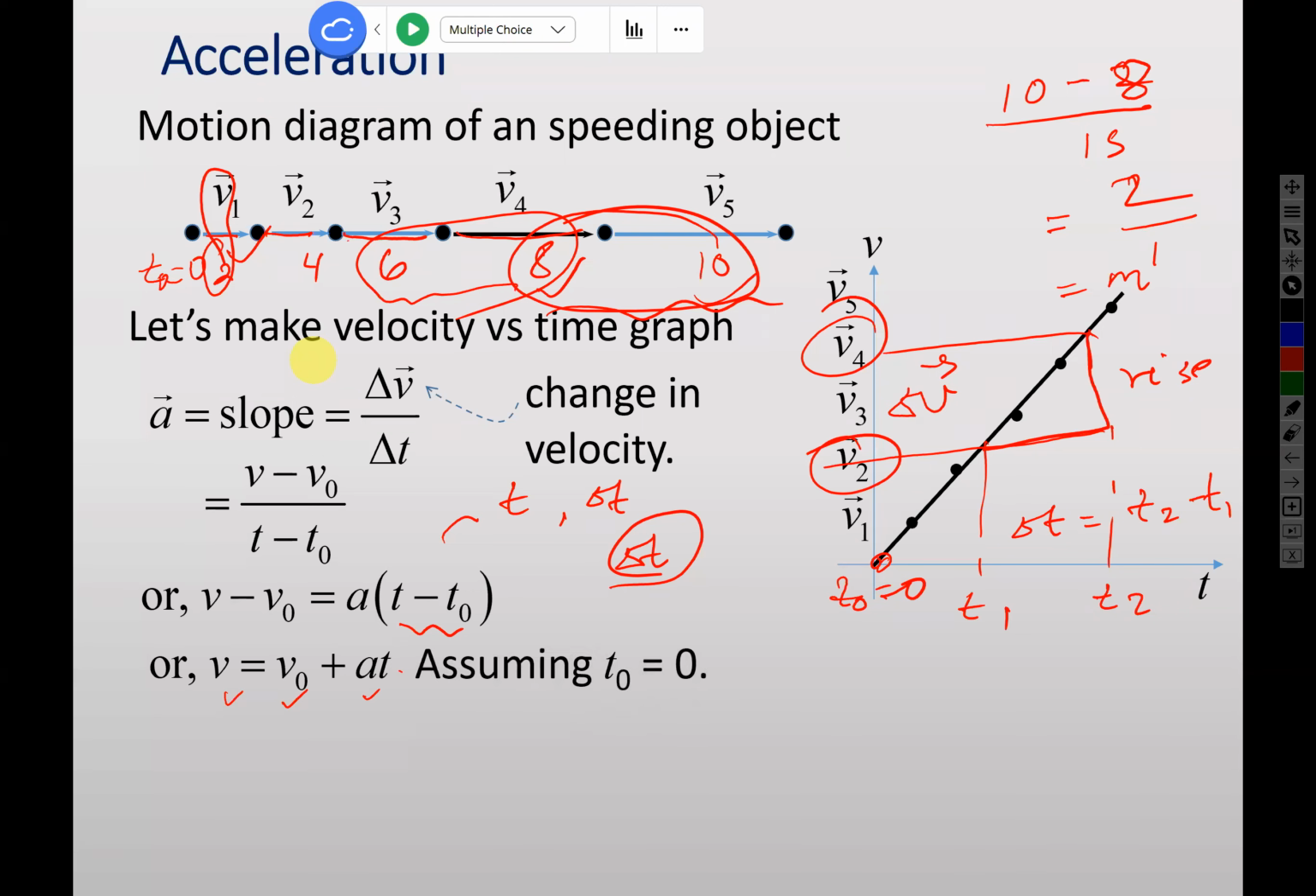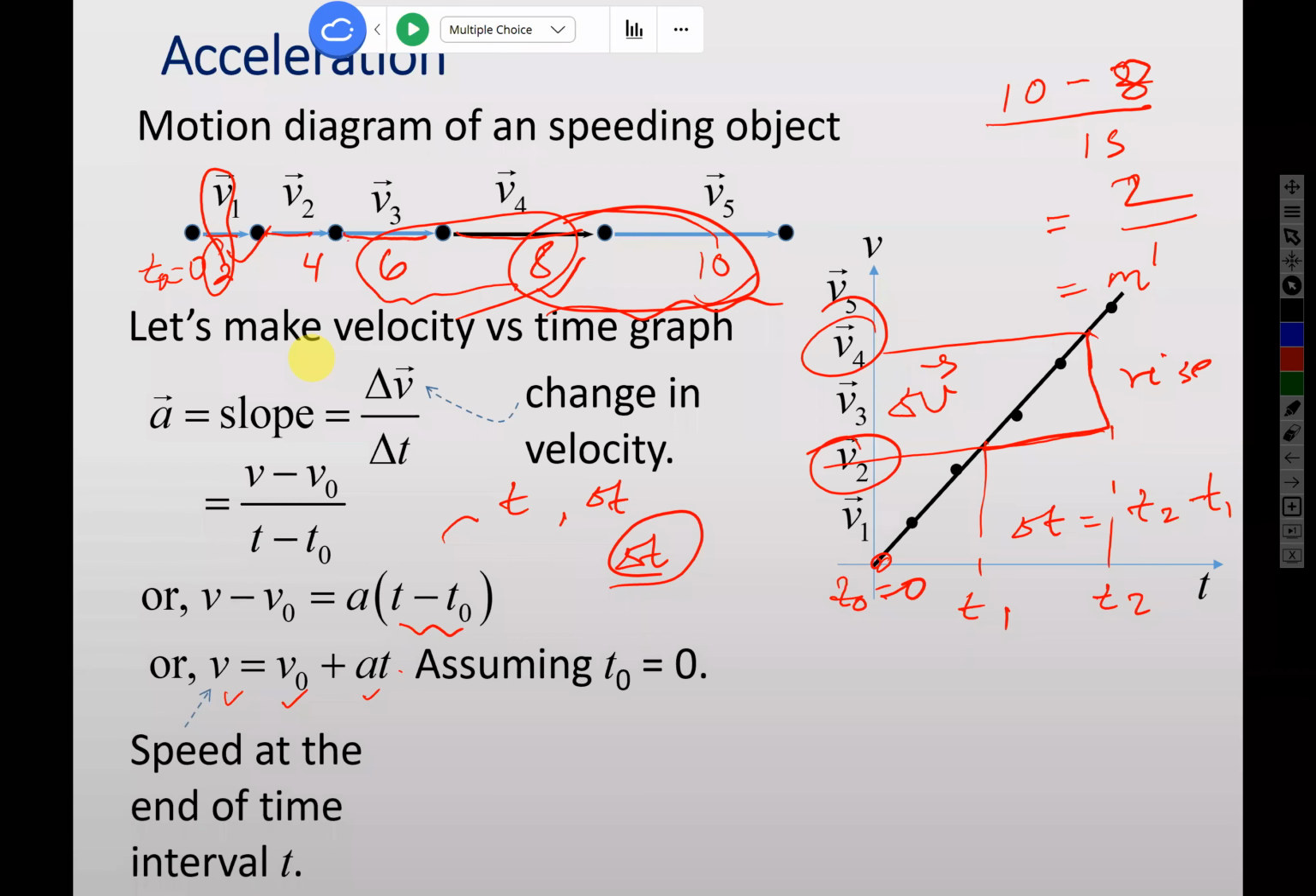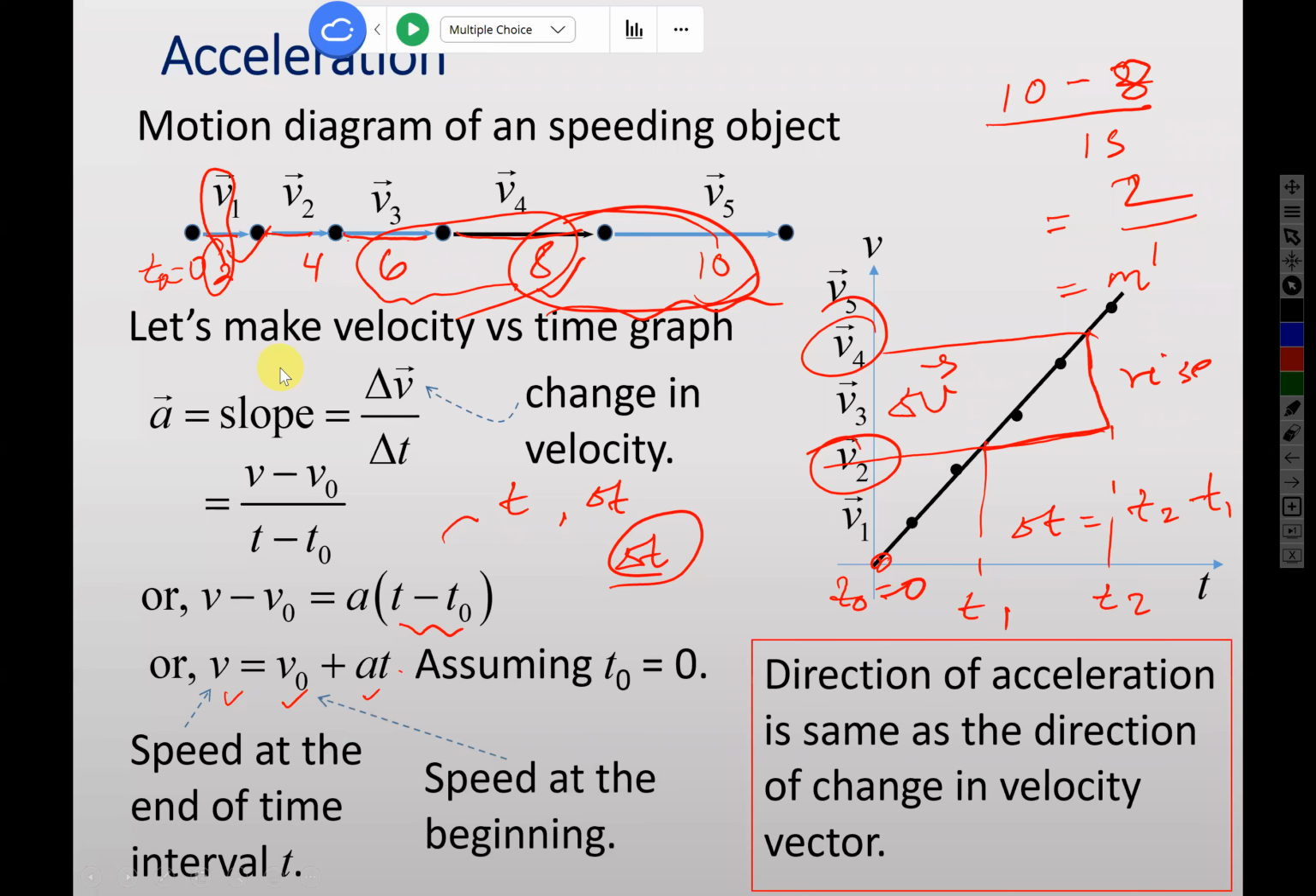So this is second equation. We wrote the first equation last class, right? That related the position, velocity, and time. And this equation is relating velocities, acceleration, and time, okay?